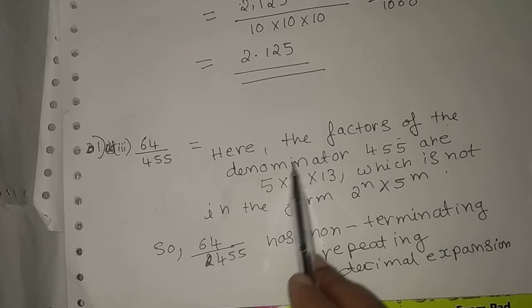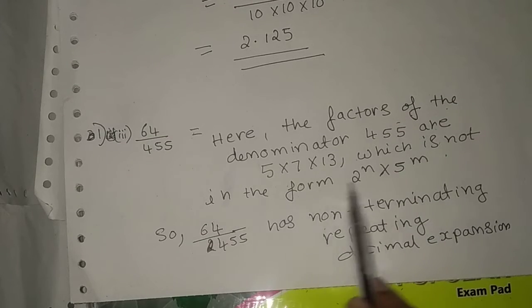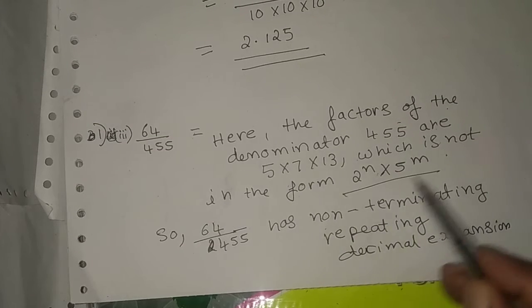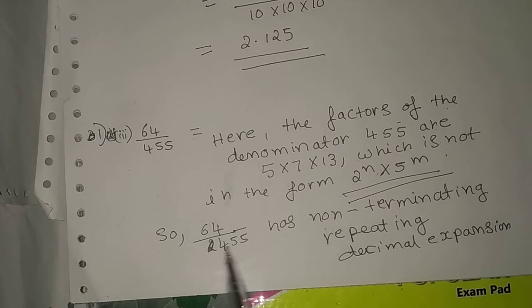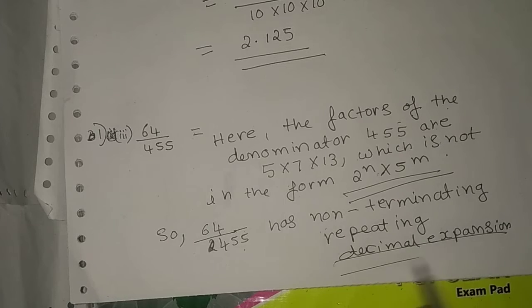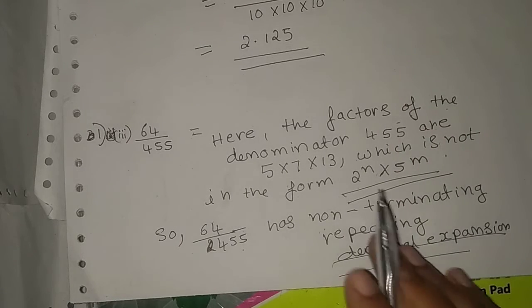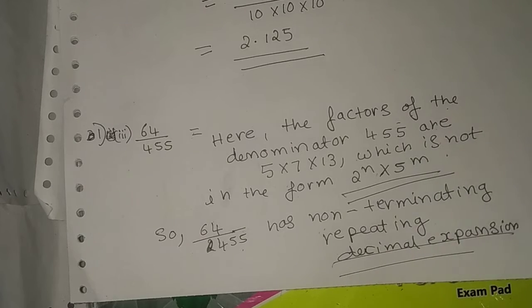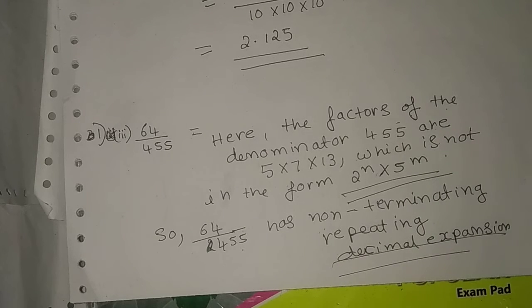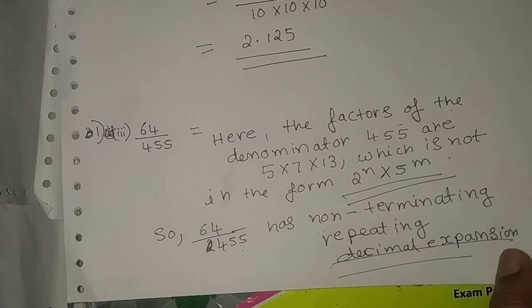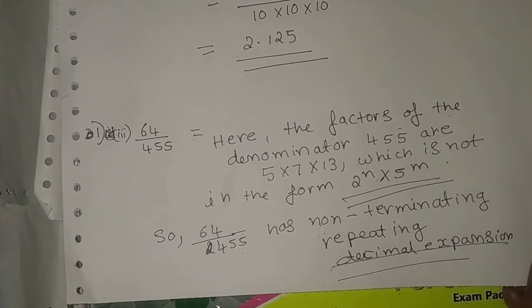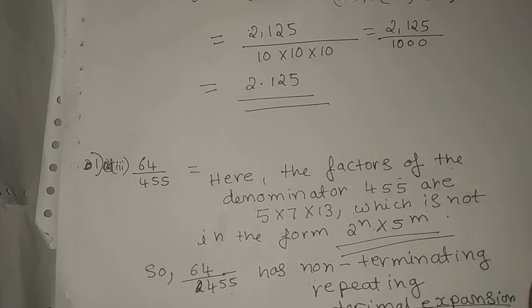Here, since we have 5, 7 and 13, which is not in the form of 2 power n into 5 power m, 64 by 455 has a non-terminating repeating decimal expansion. So no need for the next question. They have asked only for terminating decimal expansion. So once we are getting non-terminating repeating decimal expansion, no need to solve the second question for this one. So we move on to the next one.